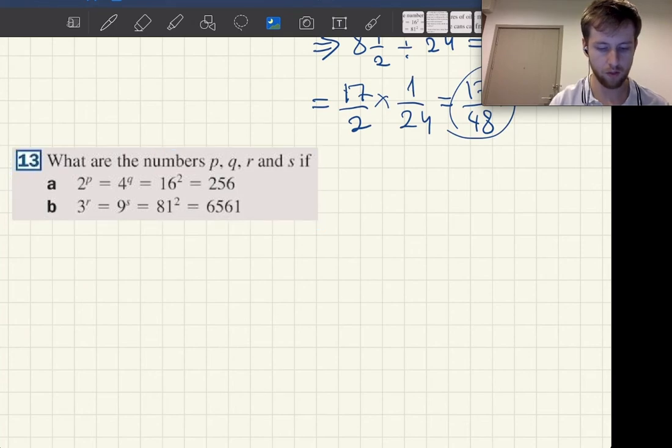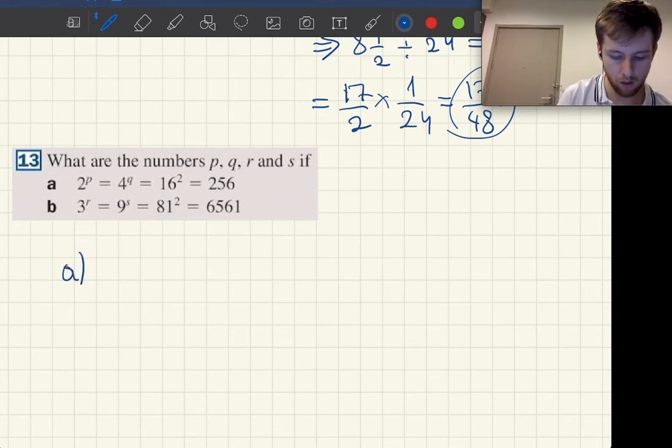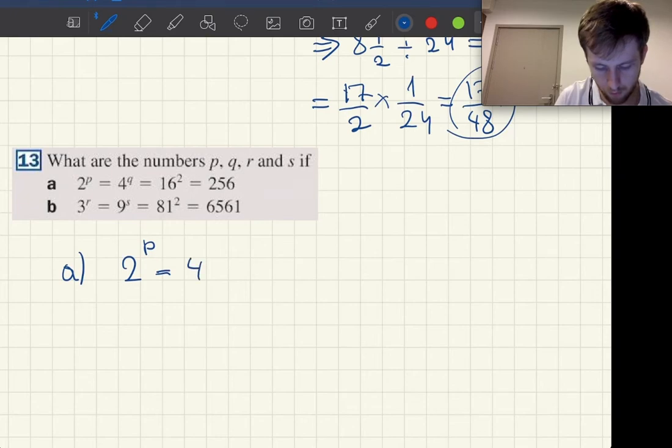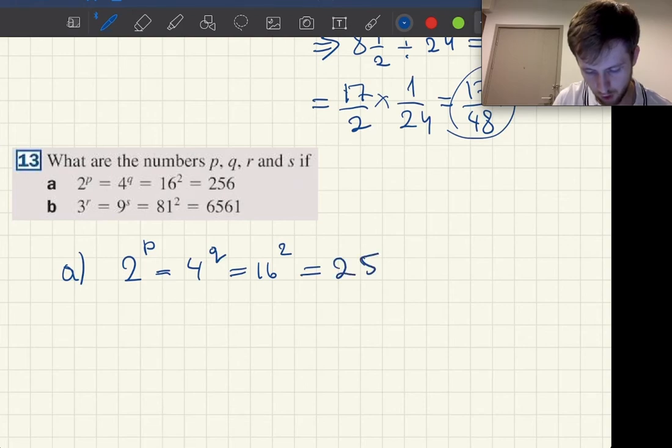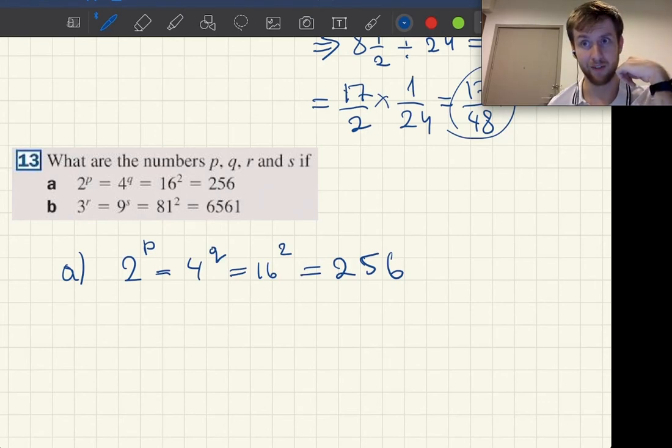In 13 we have, what are the numbers P, Q, R, and S if, and then we have A, 2 to power P equals 4 to power Q equals 16 to power 2 equals 256. Okay, so this question, and I think I will leave you B to practice. B is going to be your homework, ladies and gentlemen. Can you do it? Let's see. 2 to power P equals 4 to power Q equals 16 to power 2.